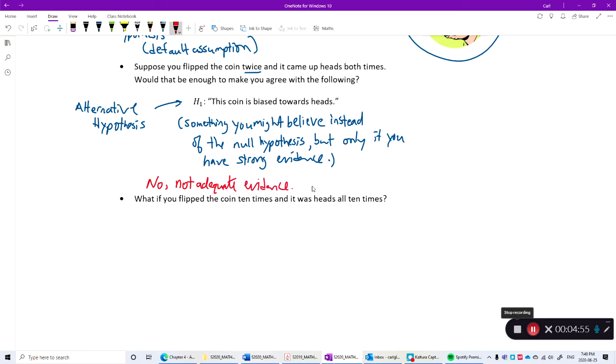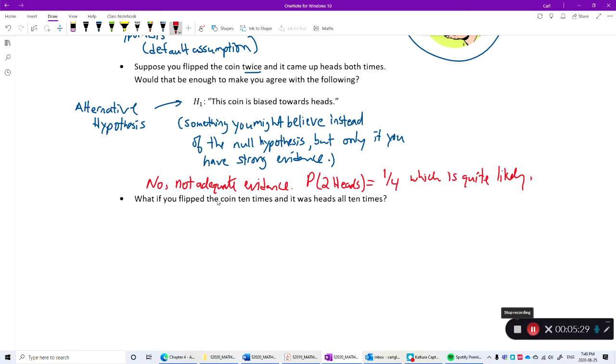What is the probability of getting 2 heads? Well, this is the kind of problem we did quite a lot in the past, and so that would be actually 1/4, which is quite likely. So we could easily see 2 heads just by random chance. It should happen with about a 25% chance. So it's not enough to convince us that it's biased towards heads.